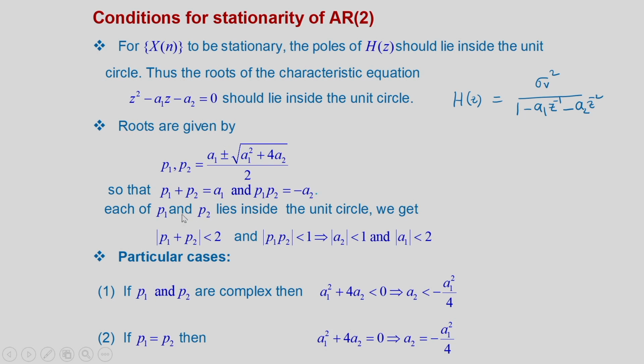Okay. So, each of P1 and P2 lies inside the unit circle, therefore, we get this quantity, because a1 is nothing but P1 plus P2, in magnitude.